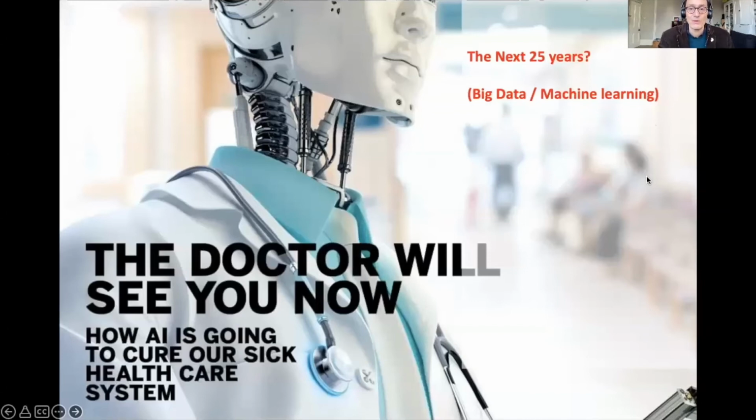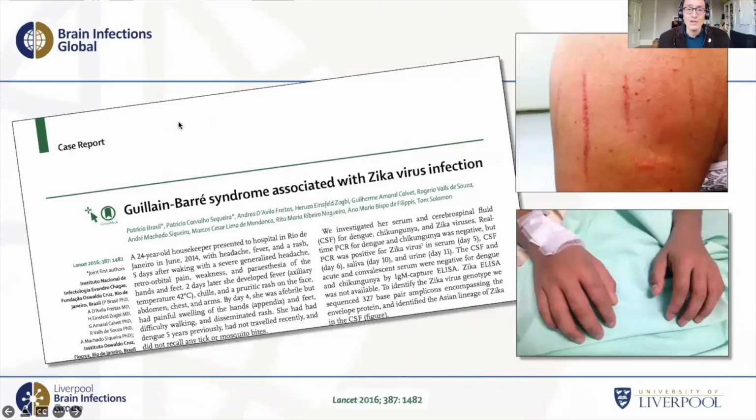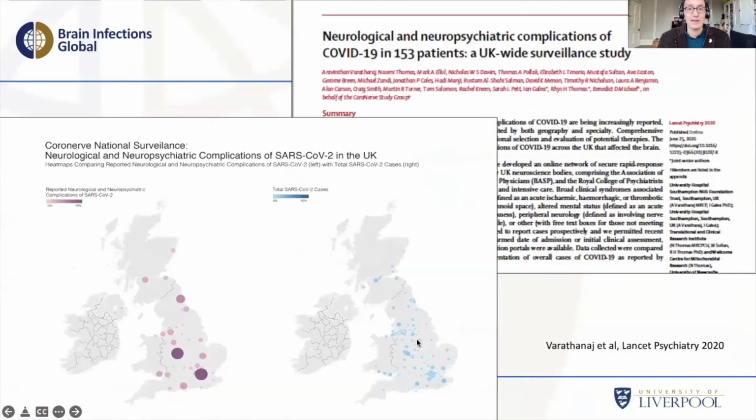What about machine learning? Well, there's certainly going to be a big push on this. It probably is going to have impacts, but I still think that clinical medicine learned at the bedside, listen to your patient, he's telling you the diagnosis, said the great Sir William Osler. I still think this is going to have a role. And just a couple of examples of this. The Guillain-Barré syndrome associated with Zika virus infection. This was picked up on really because of clinical skills in looking at what's going on with the patient and thinking about that. Similarly, the work in COVID, determining that there are neurological and neuropsychiatric effects.